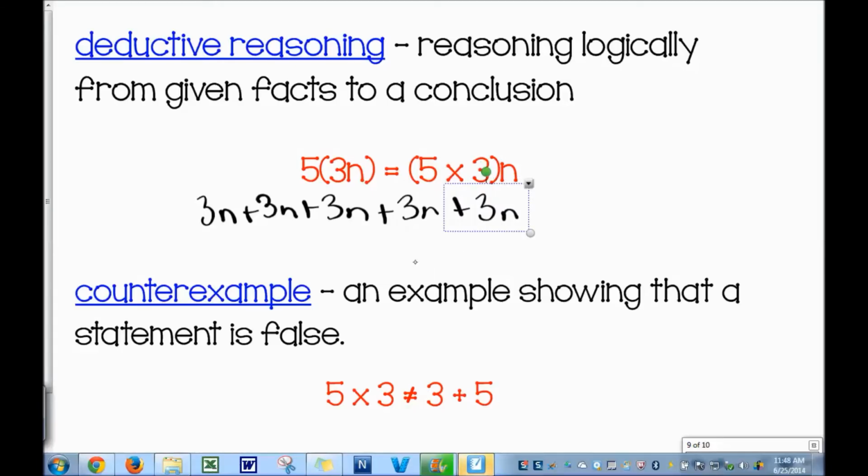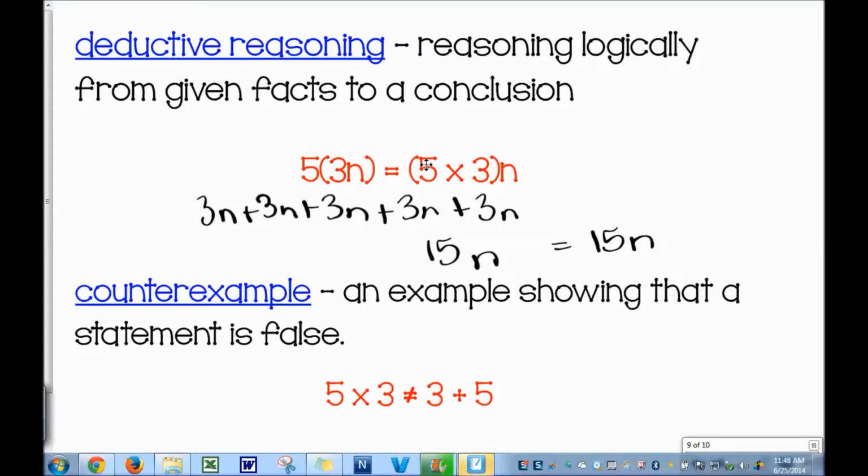If I were to combine all those, I would have 3, 6, 9, 12, 15n. That is equal to, if I would have multiplied first 5 times 3 and got 15, and then that n is just on the side of it. What property is this showing? It's showing the associative property of multiplication. I have changed what is grouped together.